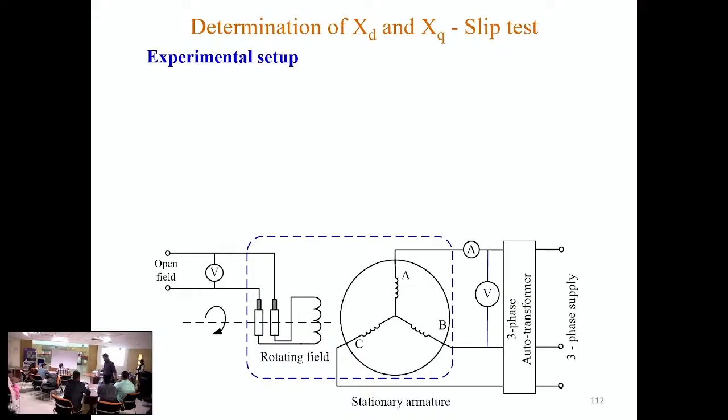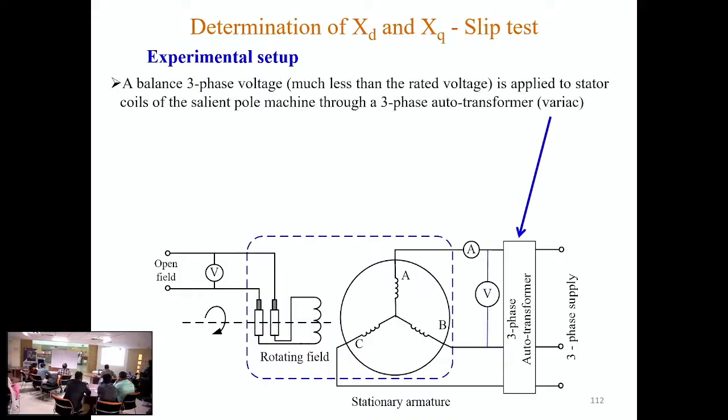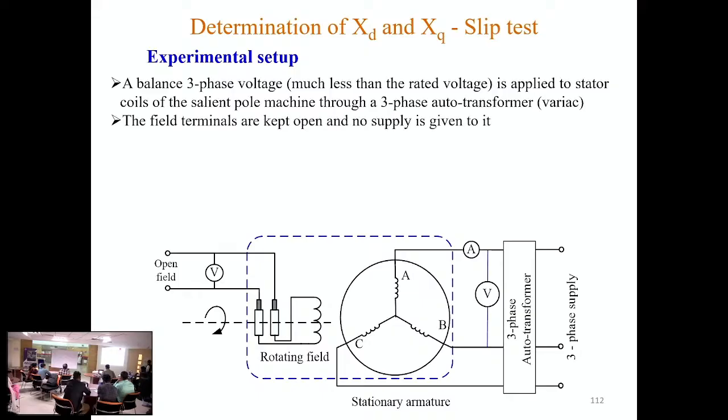Okay, so how will we run this machine? Since no excitation is given to the field winding, this machine will not generate electricity. That means it will not run as a generator. So what will happen then? First of all, a balanced 3-phase voltage much less than the rated voltage is applied to the stator coils of the salient pole machine through a 3-phase auto transformer variac. So we will apply some voltage across the armature terminals, at a reduced level. Then the field terminals are kept open and no supply is given to it. See, it is open circuited; only a voltmeter is connected, which is equivalent to open circuit.